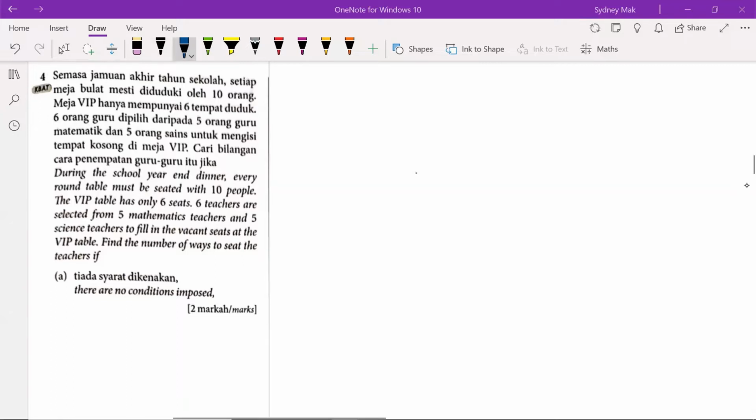But before that, we know that we have to select 6 teachers out from the 5 maths teachers and 5 science teachers. When there are no conditions imposed, let's choose 6 teachers. So that will be 10C6. And next action is to permute them around the table. So we will have 6 minus 1 factorial.